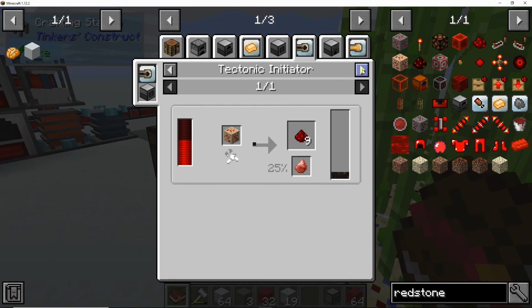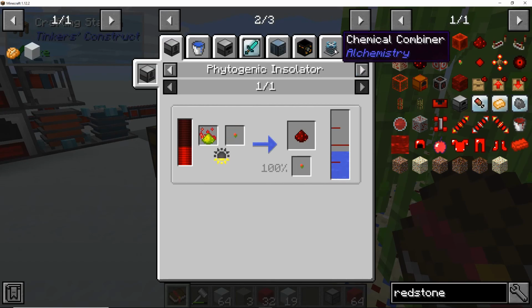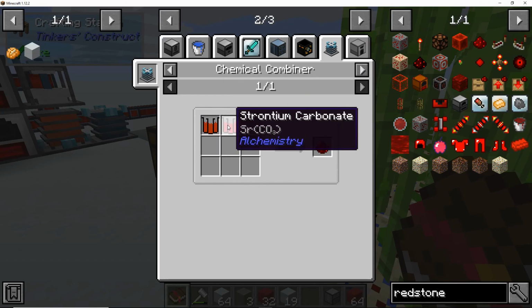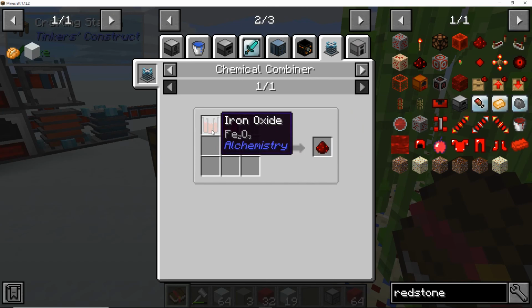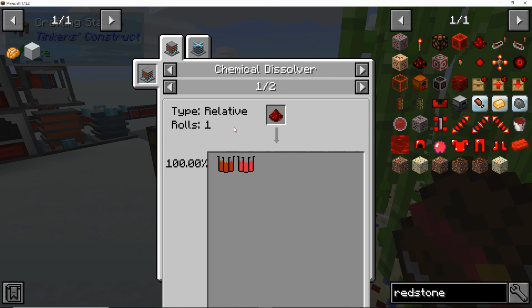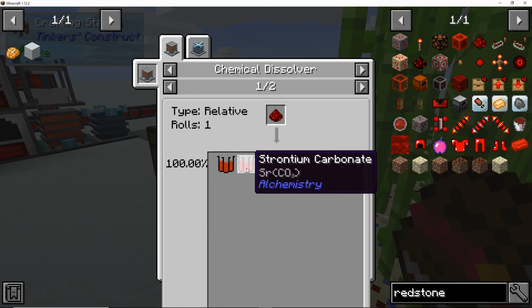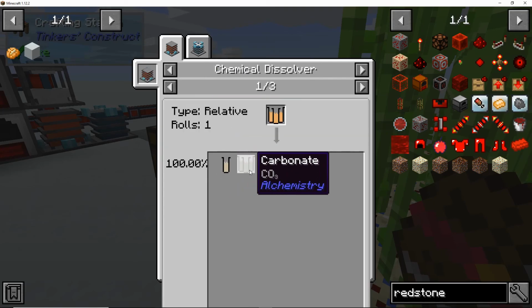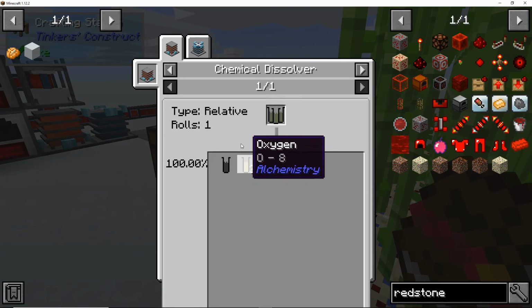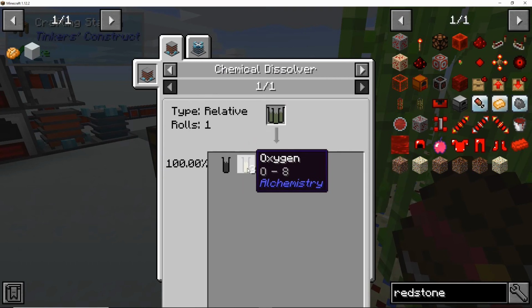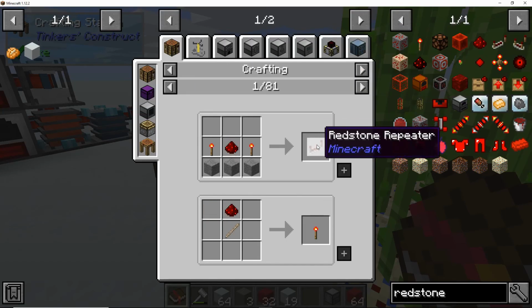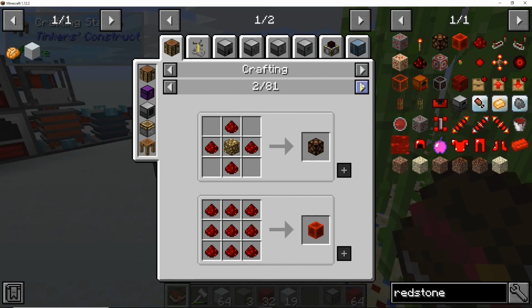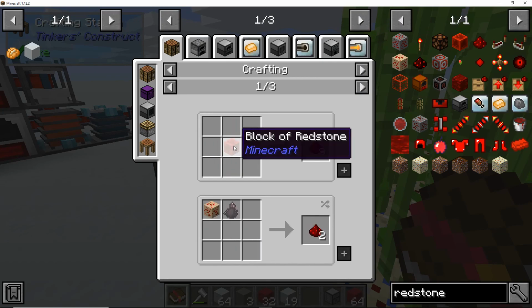We've got a tectonic initiator. Oops. Chemical combiner, that's what I'm looking for. So I need iron oxide and strontium carbonate. So I know how to do this. That's easy. How to do strontium carbonate? I need strontium and carbonate. How do you carbonate? You need calcium and carbonate. Okay. How do we do carbonate? The carbonate is carbon and oxygen. Okay. So, let's see. I need... That's not what I'm looking for.